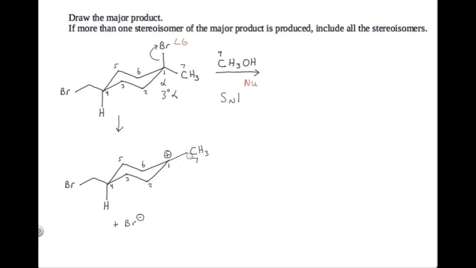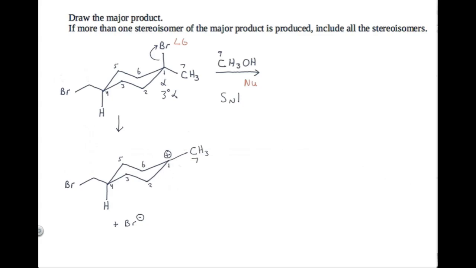to show that carbon 7 is in the same plane as carbon 6 and carbon 2. If I kept carbon 7 in this position, it definitely would not be in the same plane as carbon 6 and carbon 2. That's the best I can do in this chair picture to show that this carbon is now trigonal planar.